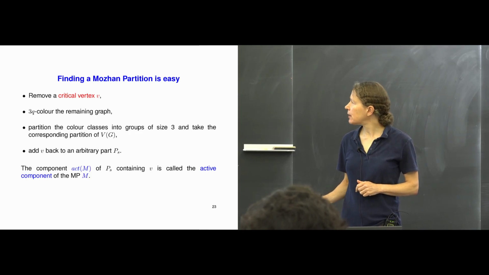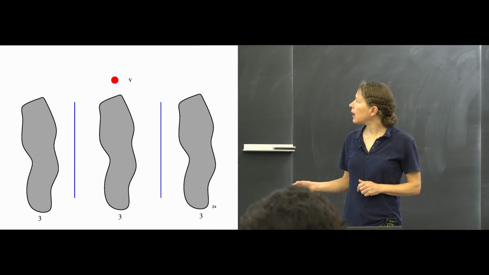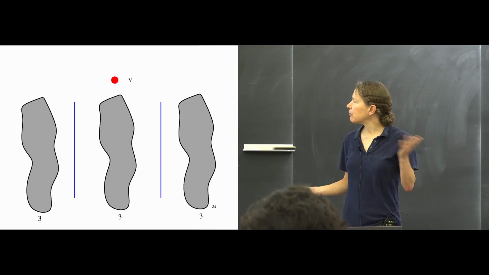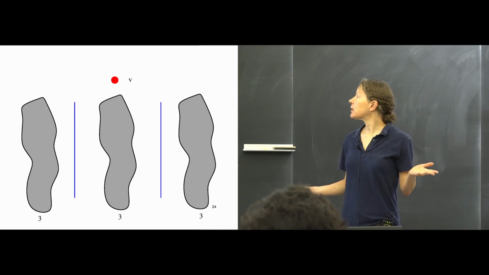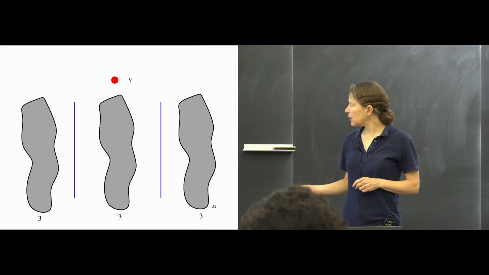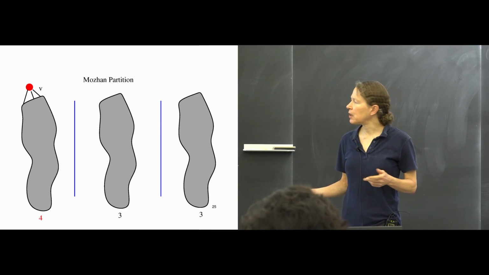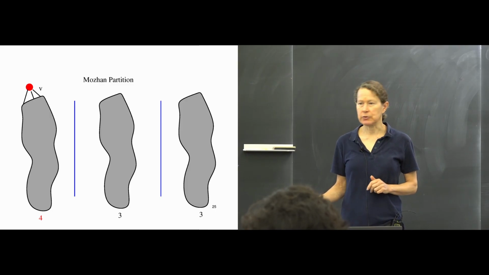Okay, picture time. So here we go. So there's my V. I removed it, and then I colored the graph with 9 colors. So now I'm really talking about 10. I colored the graph with 9 colors. I partition the colors arbitrarily into these parts, and then to get the Mojan partition, I stick V back into one of the parts, and then its chromatic number goes up to 4, and that's it. So that's a Mojan partition.